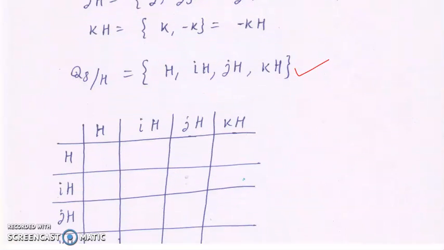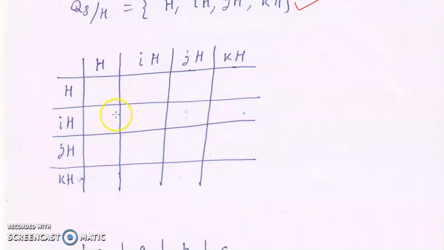Now I am leaving it as an exercise for you to fill in its multiplication table. Let me do one example. So iH times jH will be (i times j) times H, and i times j is k. So it will be k times H. In this way you can fill in all the cosets.